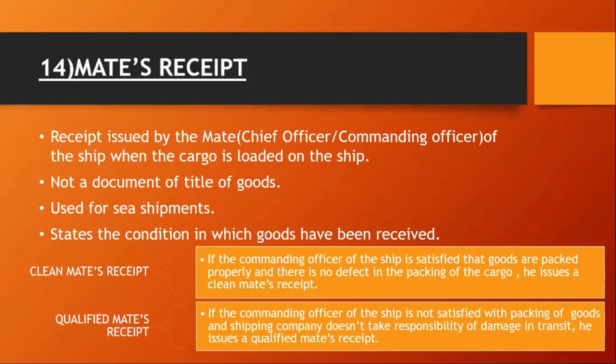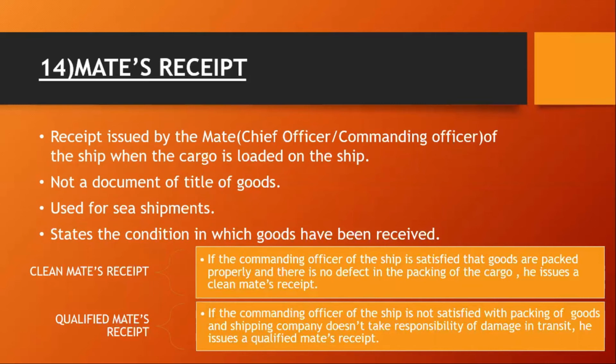Mate's receipt can be of two types: clean mate's receipt and qualified mate's receipt. If the commanding officer of the ship is satisfied that the goods are packed properly and there is no defect in the packing of cargo, he issues a clean mate's receipt. When the commanding officer of the ship is not satisfied with the packing of goods and the shipping company does not take any responsibility for damage of goods during transit, he issues a qualified mate's receipt.